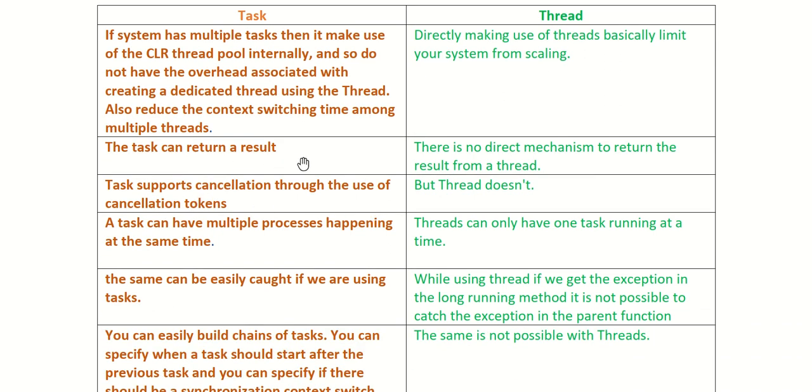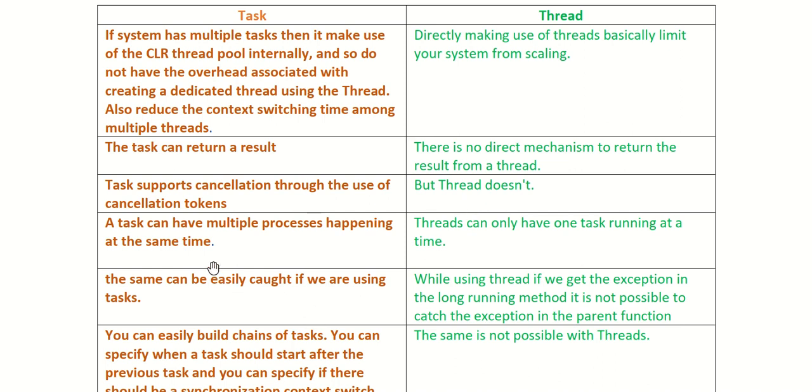A task can return a result. In .NET, tasks can return a result, whereas in traditional multi-threading there is no direct mechanism to return the result from a thread. You perform some parallel operation and update that operation's result in some shared space. Tasks support cancellation through the use of cancellation tokens, which is a very nice concept. You have the ability to cancel a task, but that is not possible in the case of threads. You can't cancel a thread.